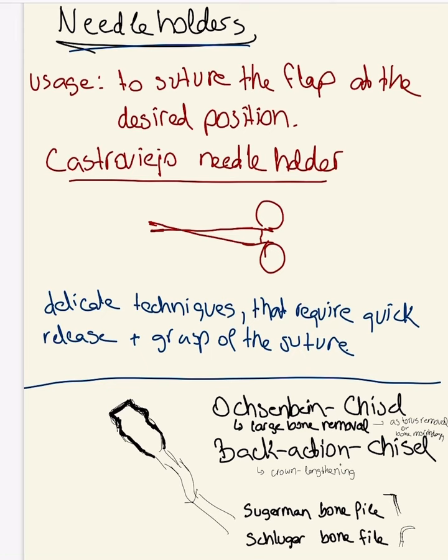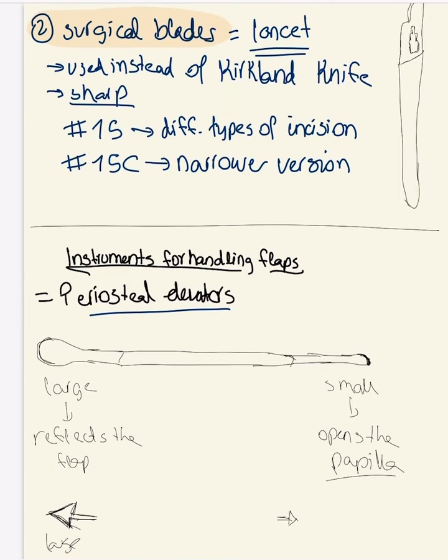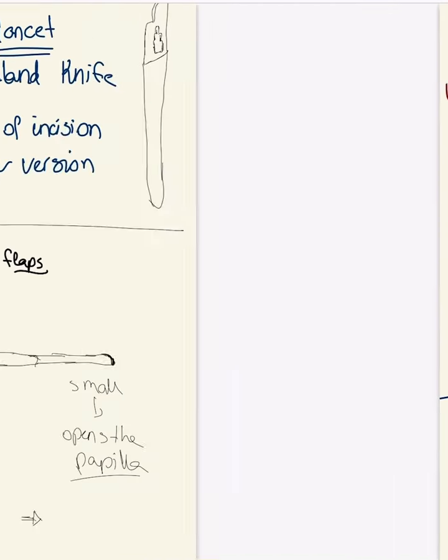So this is it till now. We have the Oschenbein chisel and the bone file, and for handling flaps, we have the periosteal elevators and the needle holders.